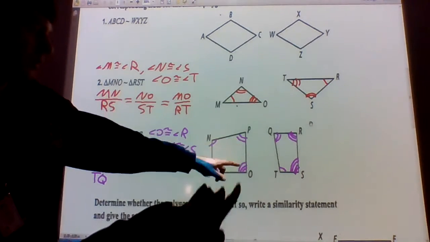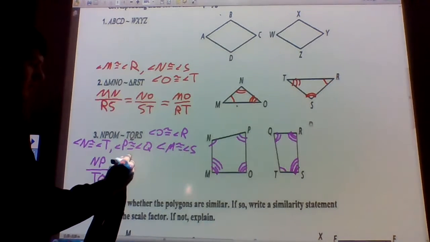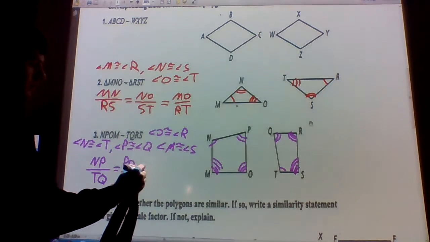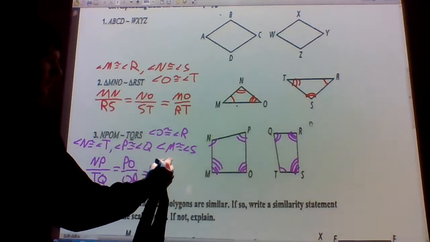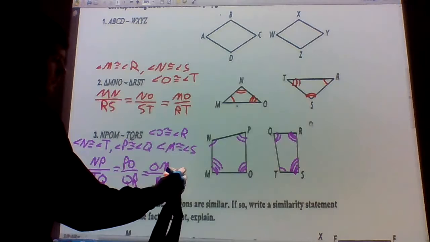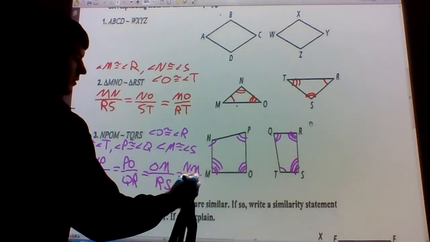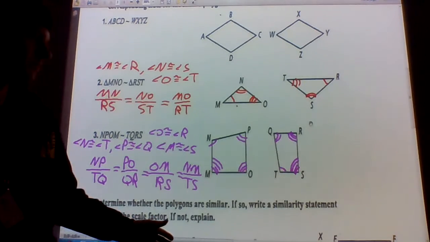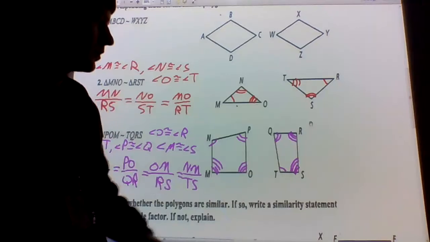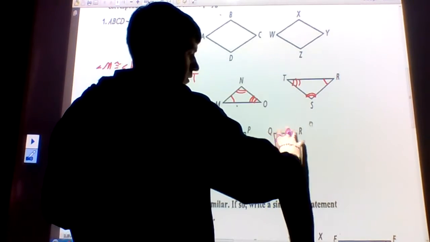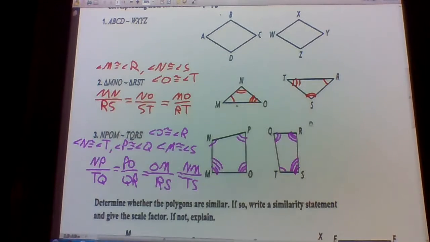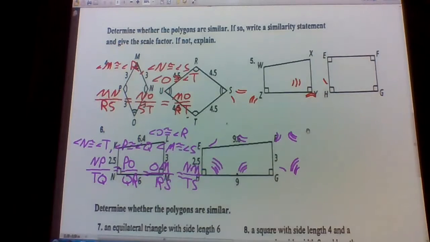So PO matches up with QR. Okay, OM matches up with RS, and then NM matches up with TS. Okay. So basically this has been rotated, or you can think of this one as needs to rotate 90 degrees this way to match up with this one. Okay, angles are congruent, sides are proportional. So the ratios are equal. The ratios of the corresponding sides are equal.